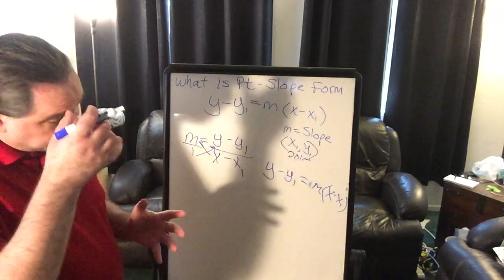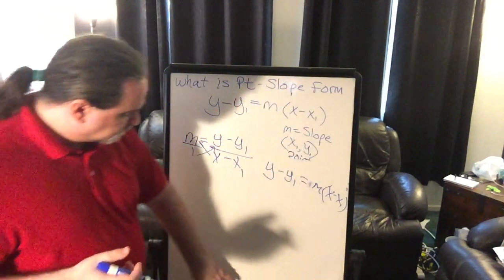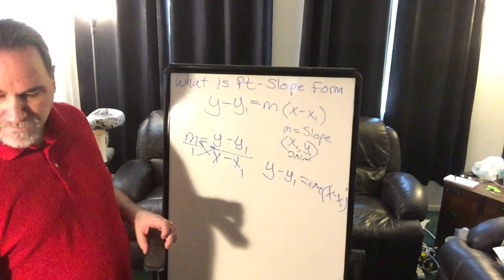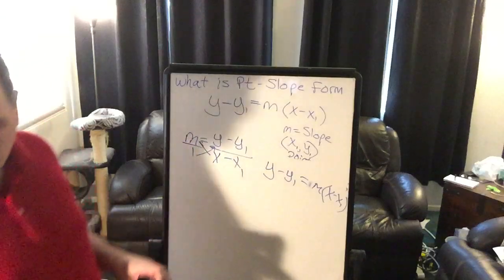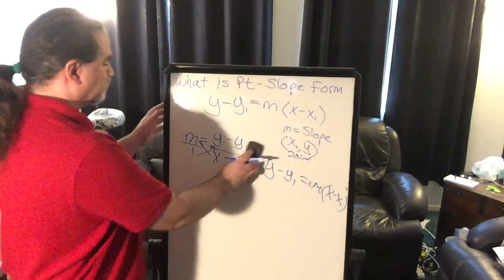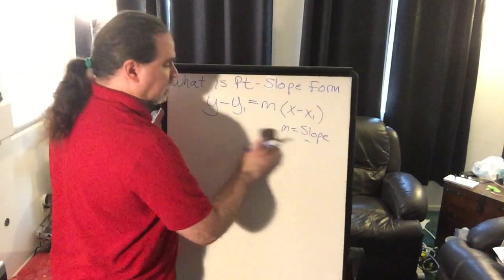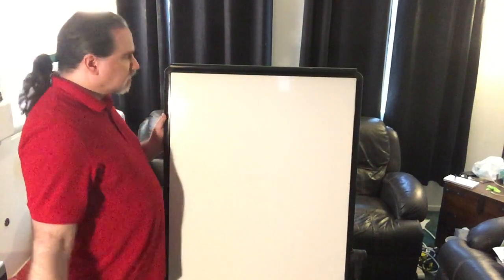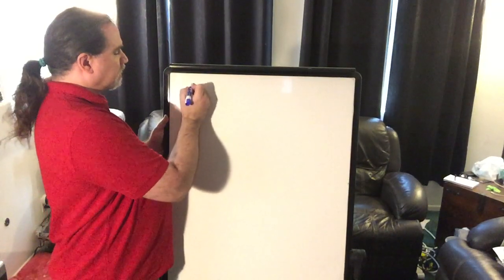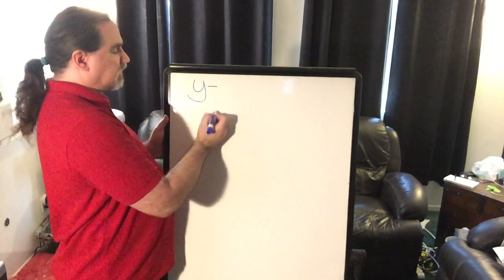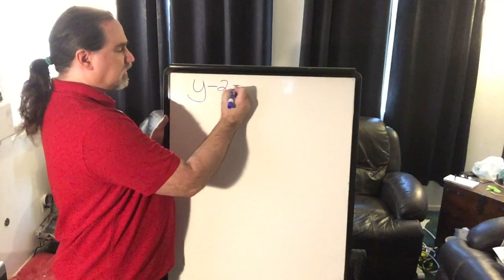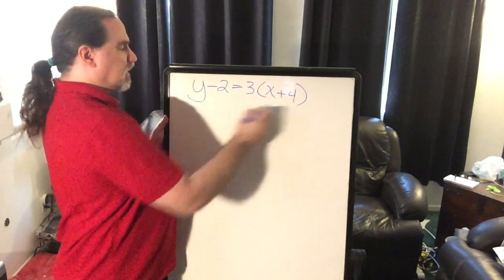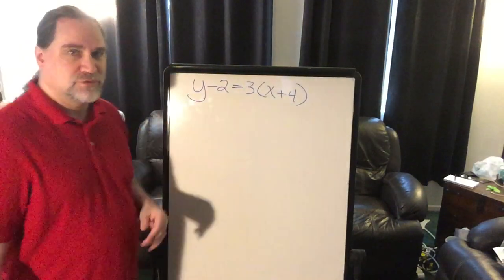Now, how do we graph it? This is the trickiest part. Okay, is how to graph it from point-slope form. Okay, so y minus 2 equals 3 times x plus 4. I got a nice 2, 3, 4 thing going there, and I'm just going to use that.